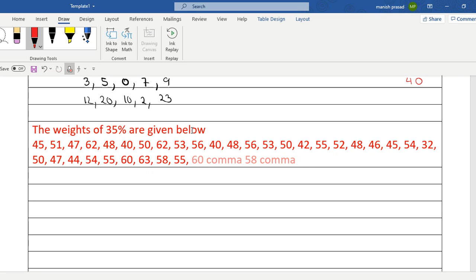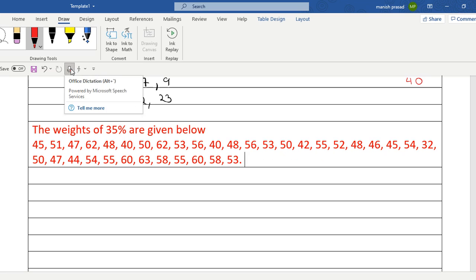55, 60, 63, 58, 55, 60, 58, 53. Okay, so these are the numbers. So this is not a percentage, it is the weight of 35 persons.